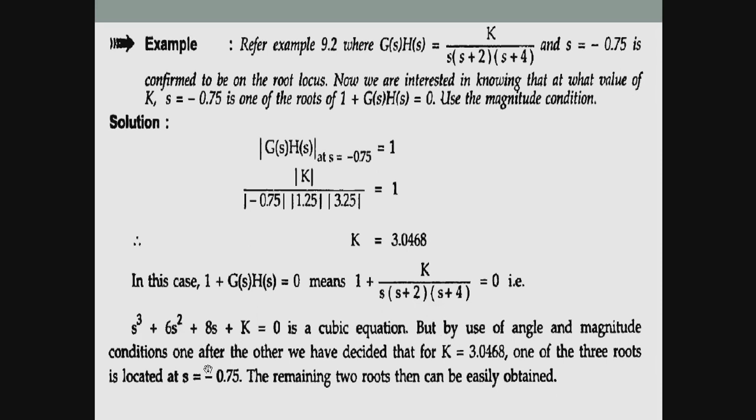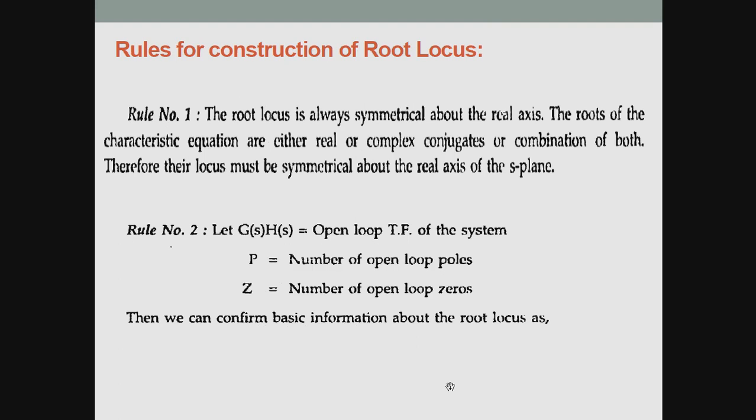So in this case, what do we understand here is that this is a cubic equation, but by the use of the angle and magnitude conditions one after the other, we decide that for k equal to 0.30468, one of the three roots is located at minus 0.75. The remaining roots can be easily obtained. So this is what it is. Let us not get so much into the depth of that.